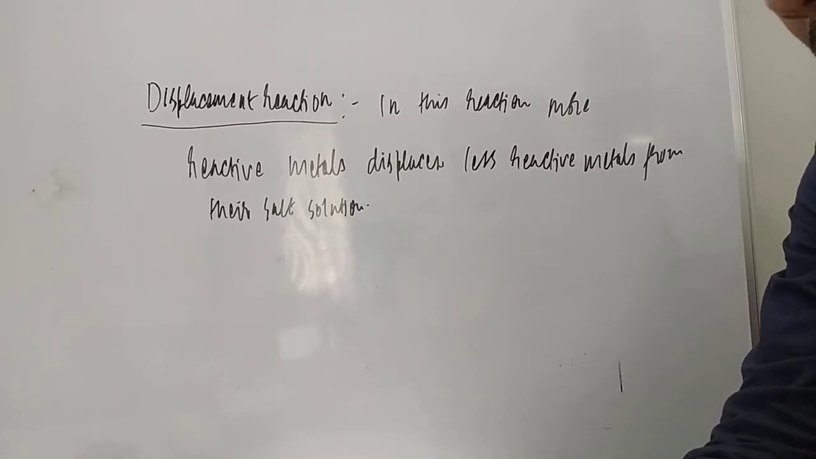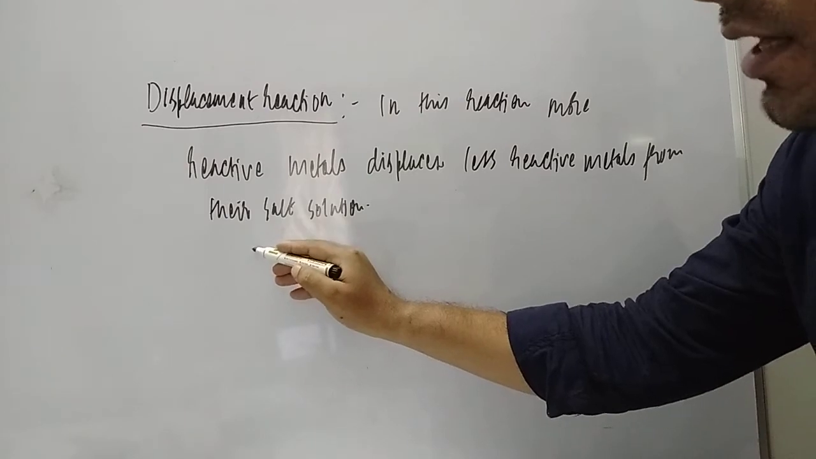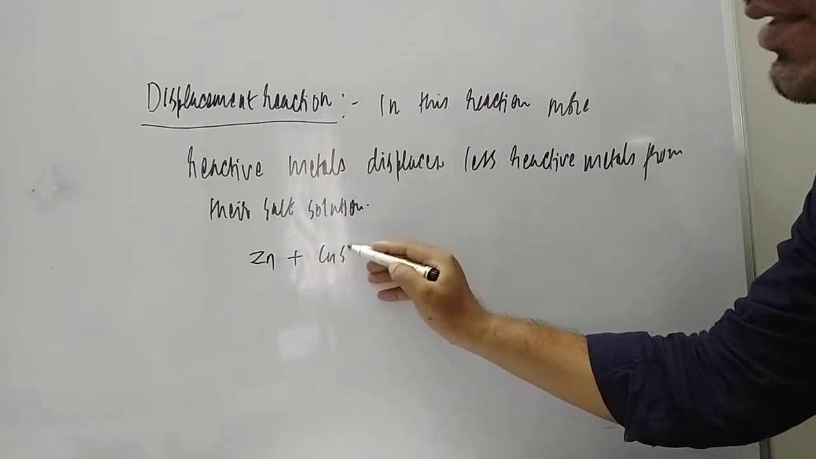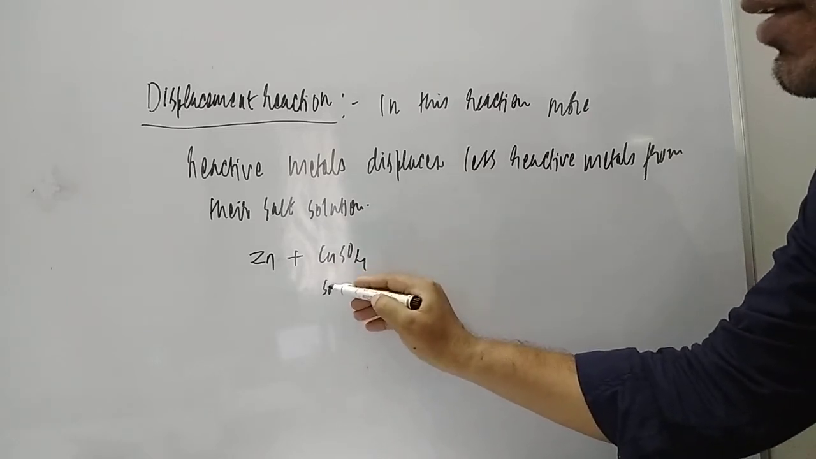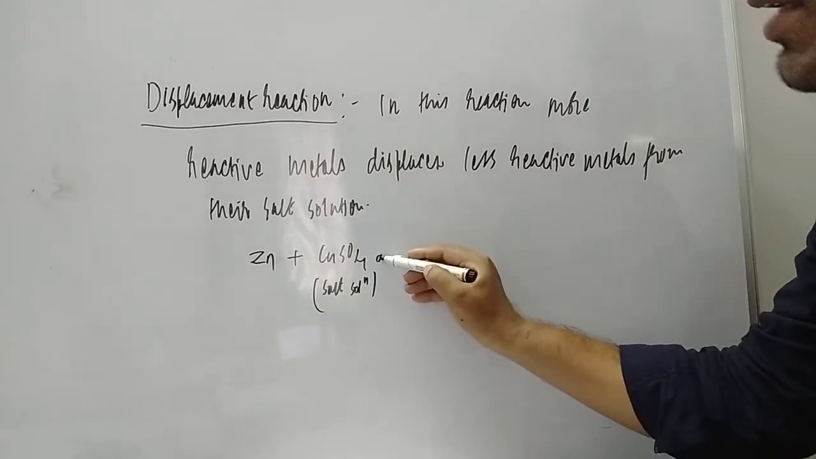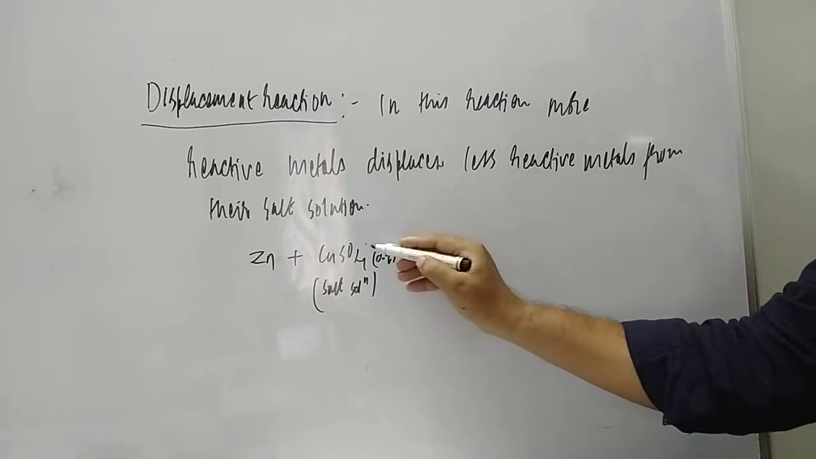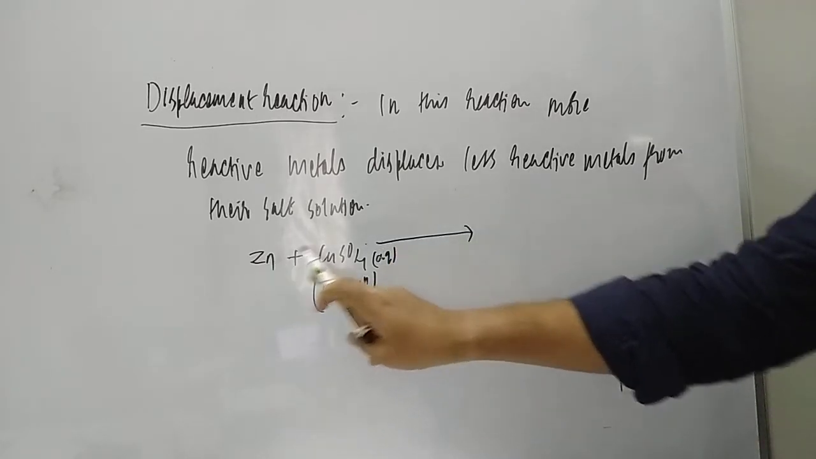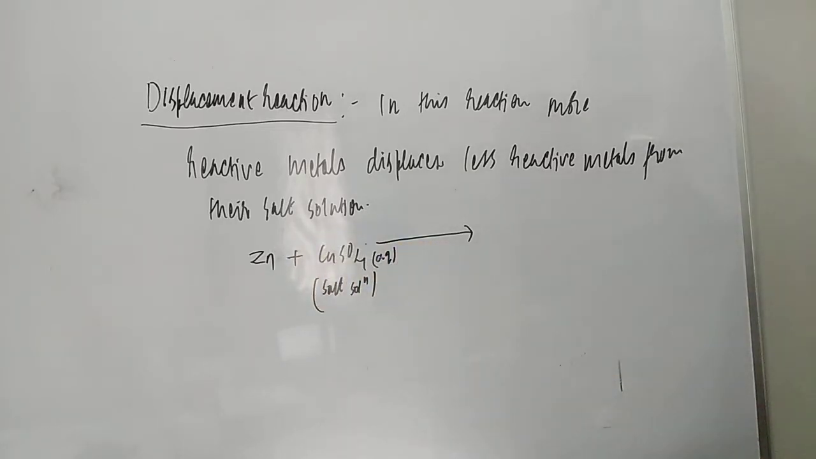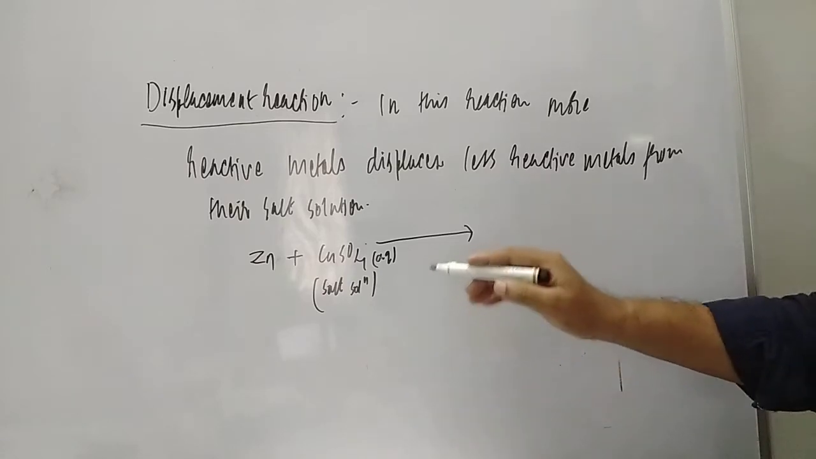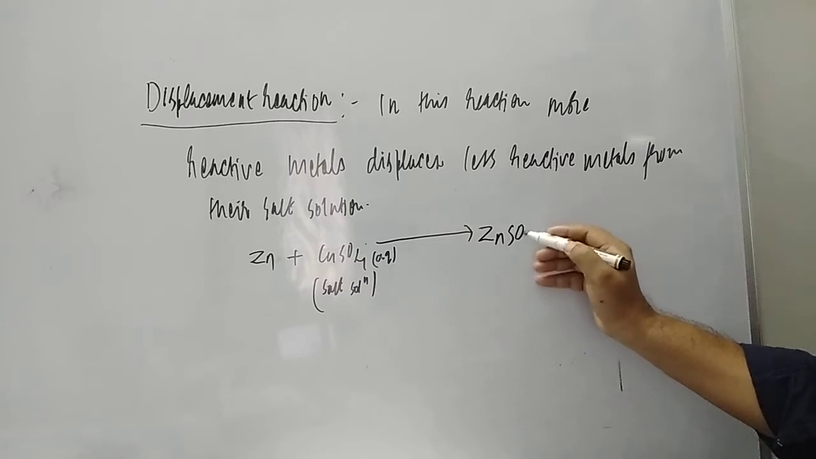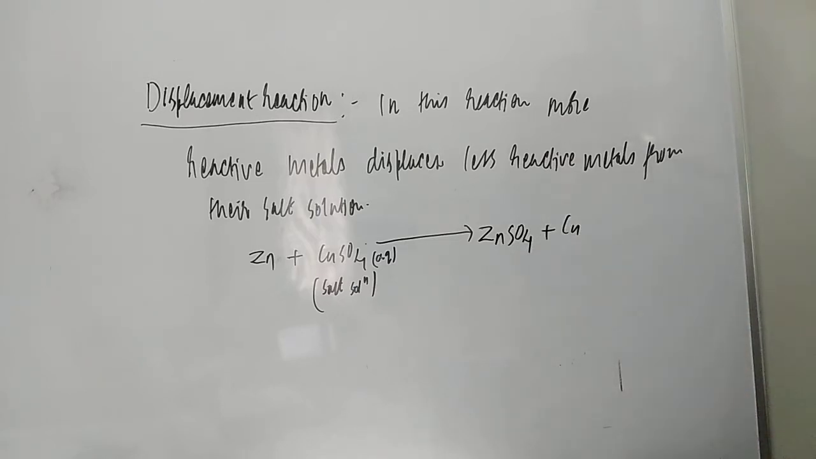Let us take the same example as previously. I take zinc and we are treating it with copper sulfate. Copper sulfate is the salt solution, which means it is an aqueous solution. You don't need to write it directly. Zinc is treated with copper sulfate. Zinc is more reactive, as you may know from the reactivity series. So what will happen? Zinc will replace the copper. What will form? ZnSO4, plus it will give copper.